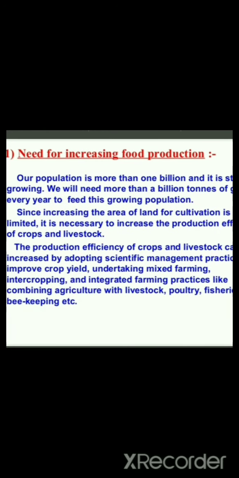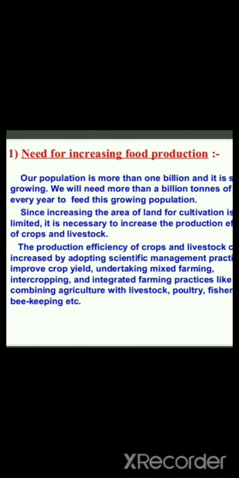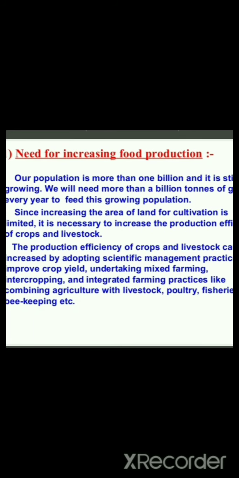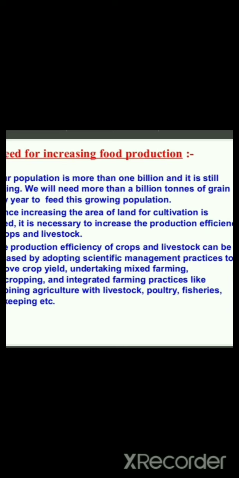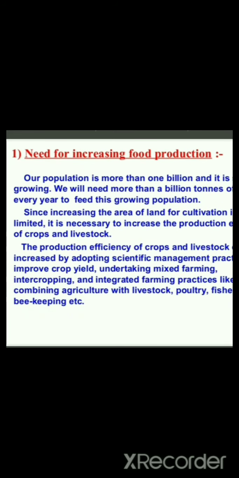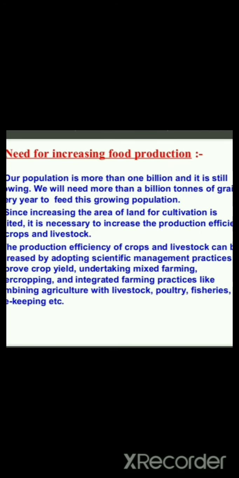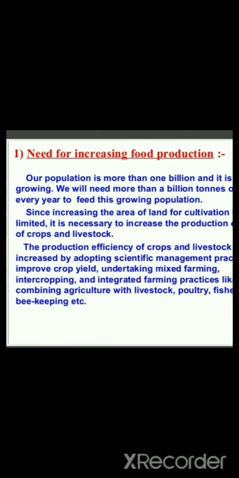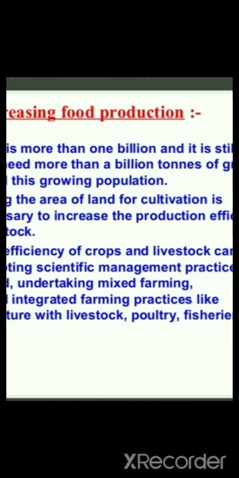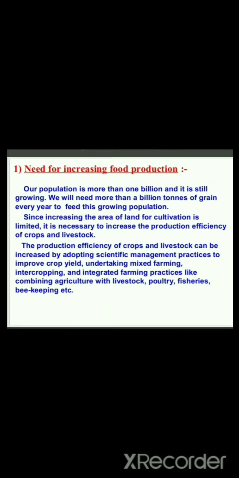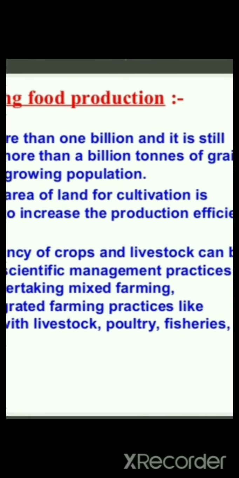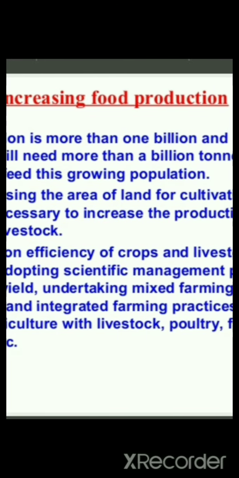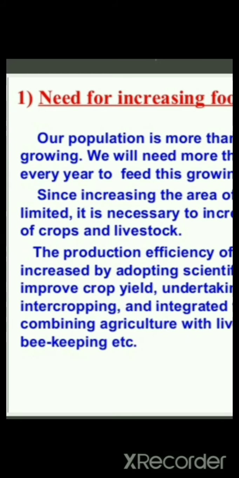Students, let's see the need for increasing food production. The population of our country is more than 1 billion and it is still growing. We will need more than a billion tons of grain every year to feed this growing population. Since increasing the area of land for cultivation is limited, it is necessary to increase the production efficiency of crops and livestock. The production efficiency of crops and livestock can be increased by adopting scientific management practices to improve the crop yield.